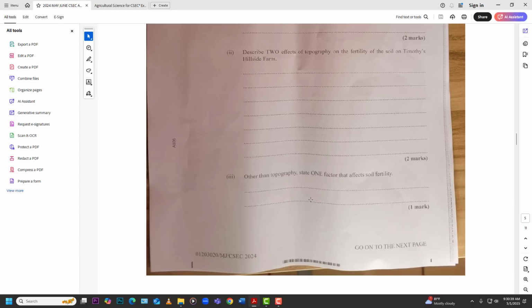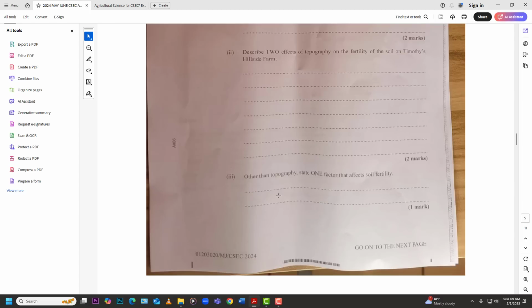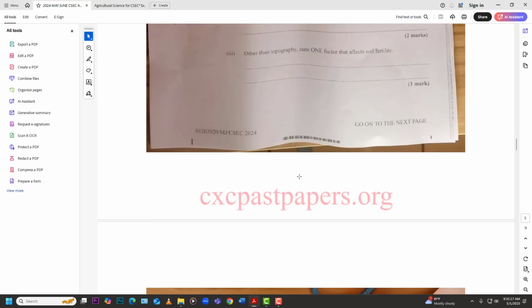All right, other than topography, state 1 factor that affects soil fertility. Back to our textbook, right? Soil fertility is affected by climate, topography, but other than topography, soil factors such as physical and chemical condition of the soil, and the nature of the parent material, as well as your soil management and fertilizer practices. All those would impact soil fertility, right? It's a 1 marker, so they just said to state 1. We gave you more than 1 that you can state. They didn't ask to explain or outline, they said just state. So we got that one down.